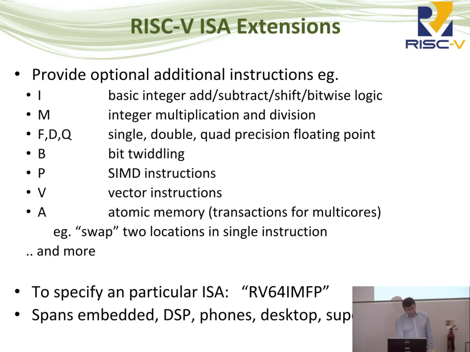You can add floating point. You can have double and quad precision floating point, and various other types of instructions. When you buy a RISC-V chip, it will be described with a code something like this. This means RISC-V, 64-bit, and it's telling you which extensions are present: you've got integers, multiplication, floating point, and parallel SIMD instructions. We'll talk about what those are next time. And so this spans the whole range, all the way from embedded through mobile, smartphones, through to desktops and supercomputers.